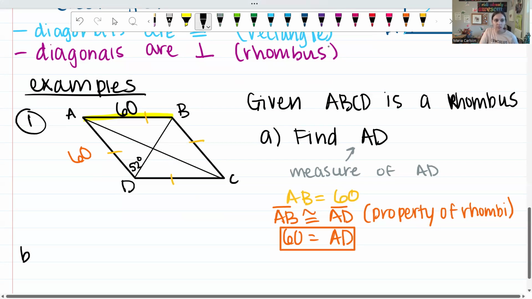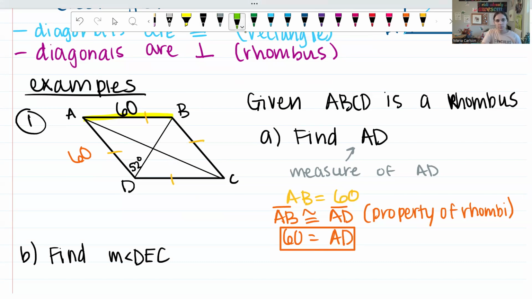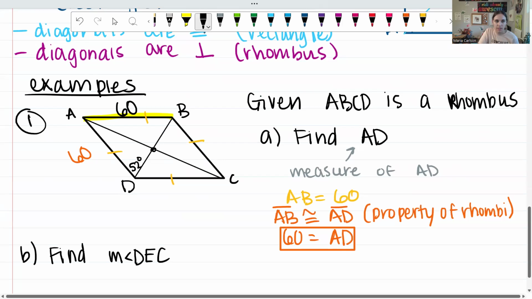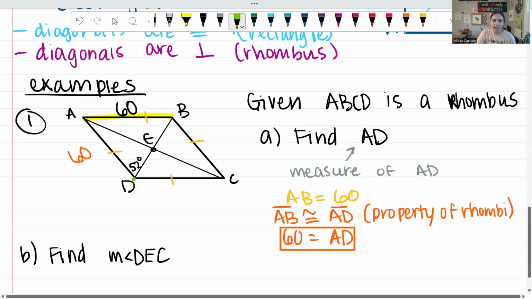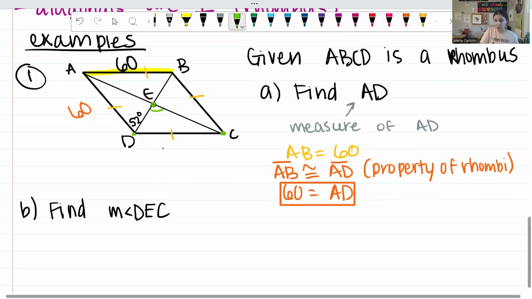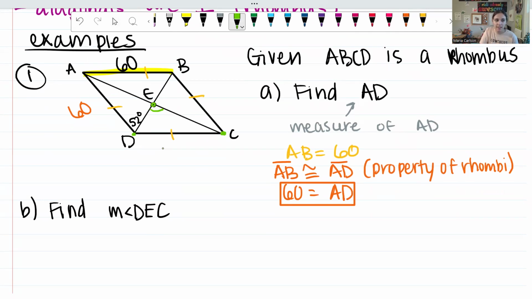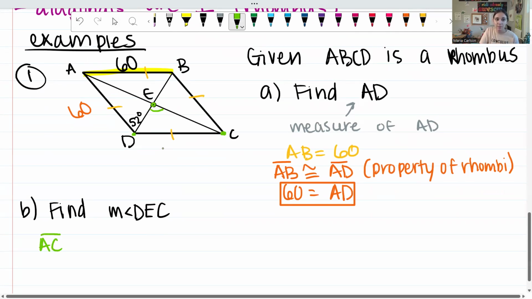Next, part B, we are going to find the measure of angle DEC. So, oops, I didn't label our middle point. This is point E. So that's kind of helpful here. We want to find DEC, so that has vertex E. So that is this angle here. And remember that ABCD is a rhombus. So I actually know then that lines AC and BD are perpendicular to one another. That's a property of being a rhombus.